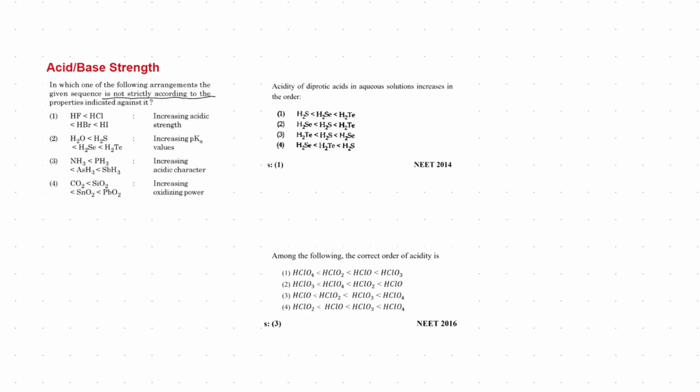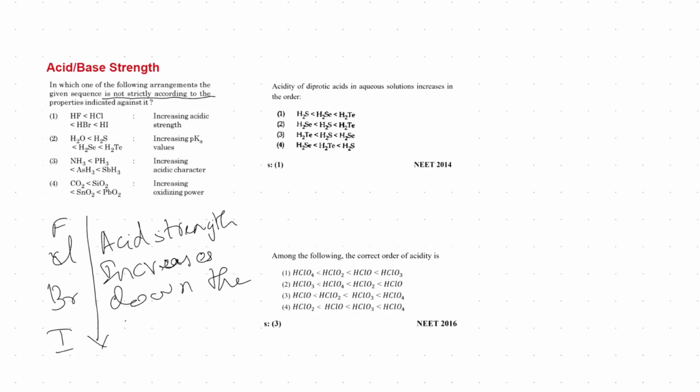Okay. Look at the first option, HF, HCl, HBr, HI. Here fluorine, chlorine, bromine, iodine. These elements belong to the same group. As you move down the group, we know that acid strength increases. This is correct. You have to find out the wrong statement. This is a correct statement. Option 1 is correct. Option 2.